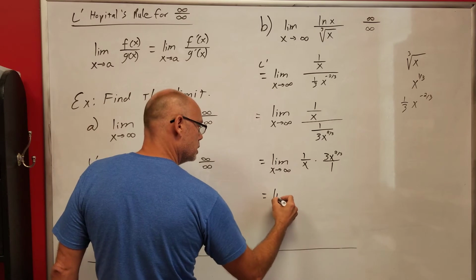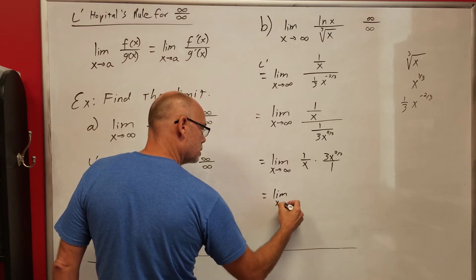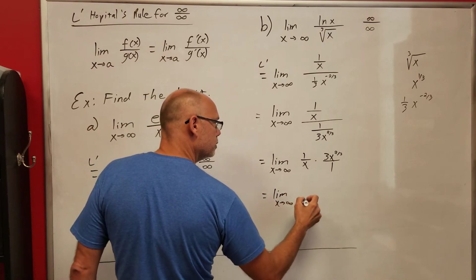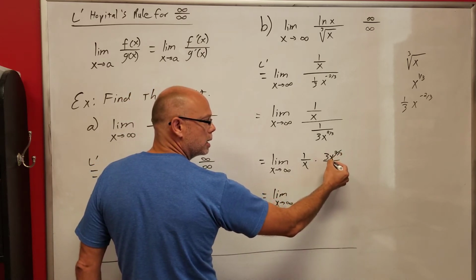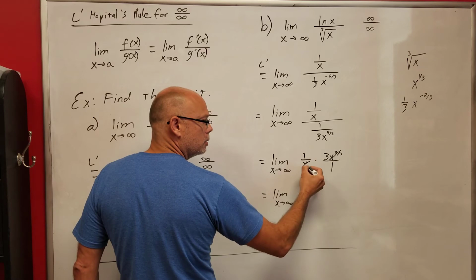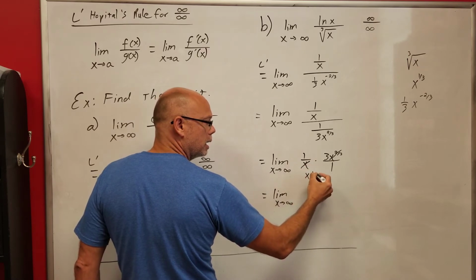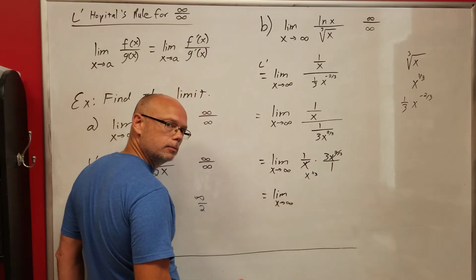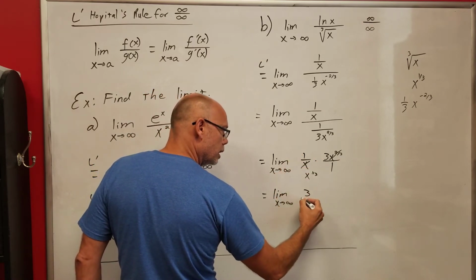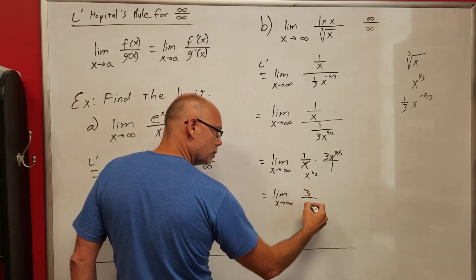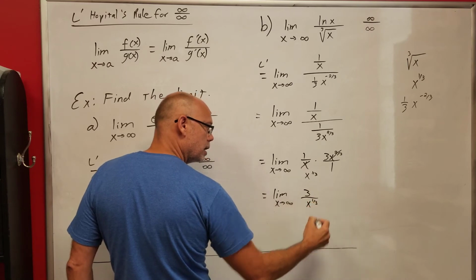Well, let's see, that's the limit as x approaches infinity of, all right, so what can we do here? We can divide out 2/3 of these x's with 2/3 of them here, so that's x to the 1/3 we're left with. Now, if I multiply straight across, I get 3 as my numerator, and I get x to the 1/3 as my denominator.